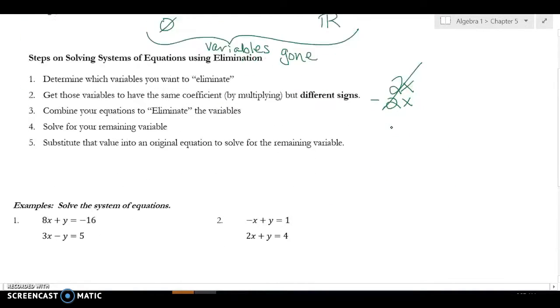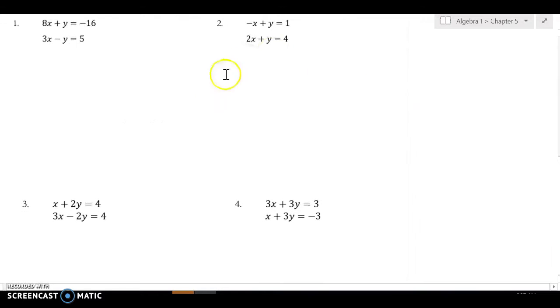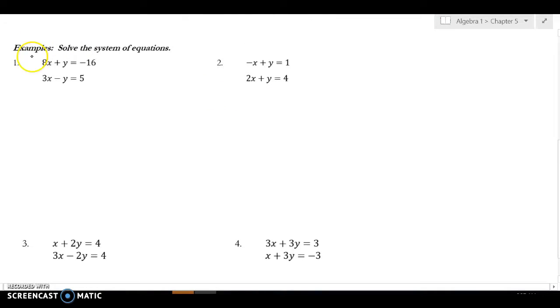So let's go ahead and do a couple so you understand what I'm saying, because it can be a little confusing. If I look at number 1, I look at my x's, which are 8 and 3, and my y's, which are 1 and negative 1. Those already have the same number and different signs, so I can just cross those off. Now I do my math. 8x plus 3x is 11x, and negative 16 and a positive 5 is a negative 11. So I divide by 11, and I get x is negative 1. So I just found my first answer.